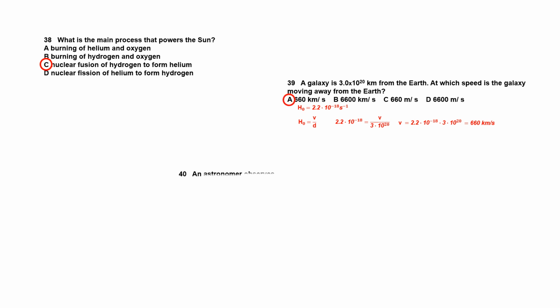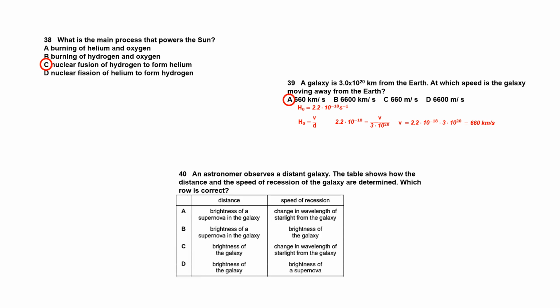Solving this equation for speed, you get the speed at which the galaxy is moving away from the Earth. Question 40. An astronomer observes a distant galaxy. The table shows how the distance and the speed of recession of the galaxy are determined. Which row is correct? A galaxy's recessional speed is typically determined by measuring its redshift. Redshift is a change in the wavelength of light, where the wavelength increases, shifting towards the red end of the spectrum. Measuring the intrinsic brightness of a supernova or other kinds of standard candles, such as the Cepheid variable, allows astronomers to calculate the distance to the standard candle's home galaxy.